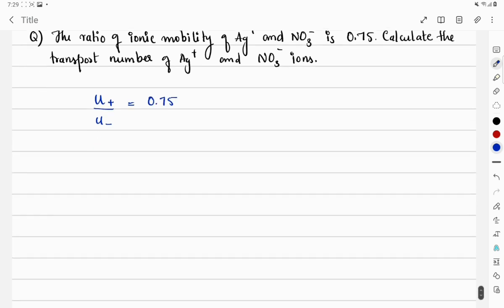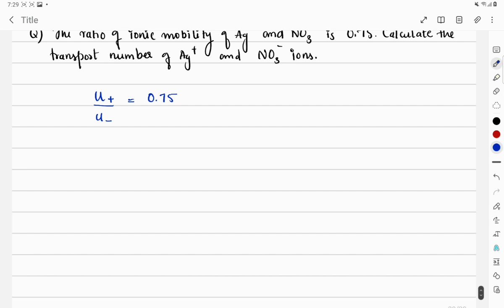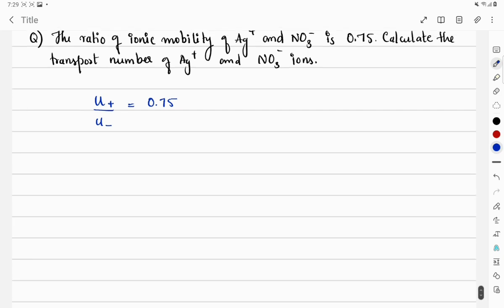Okay. Now let's write down the equation that we know. The question is to find the transport number for Ag plus and NO3 minus. So transport number for Ag plus, which will be represented as T plus, is going to be in terms of mobility. We can write transport number in terms of current, mobility and conductivity, but since this question is based on mobility, let's write with U. So T plus will be U plus divided by U plus plus U minus. And for the anion, T minus will be U minus divided by U plus plus U minus.